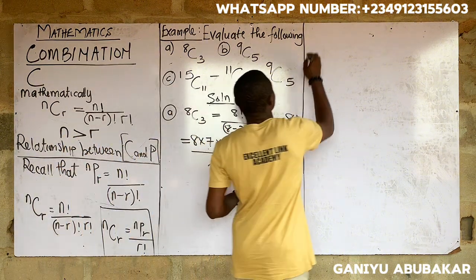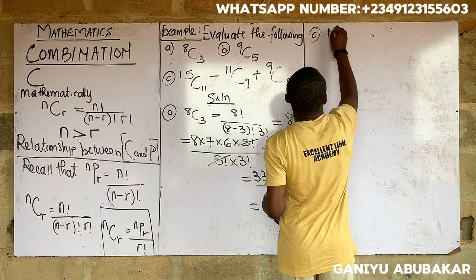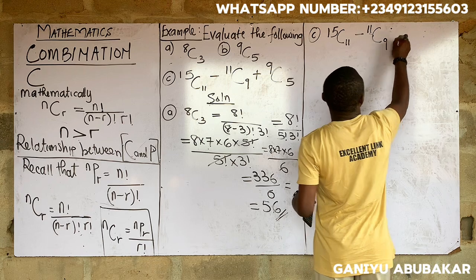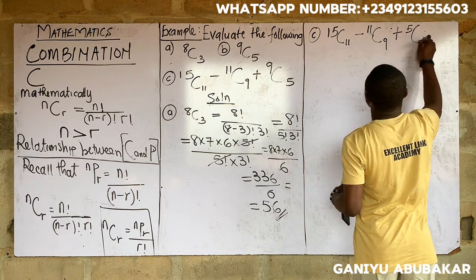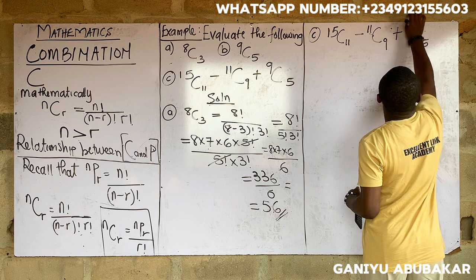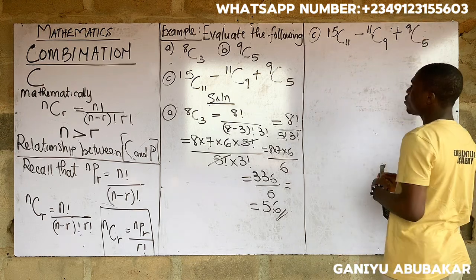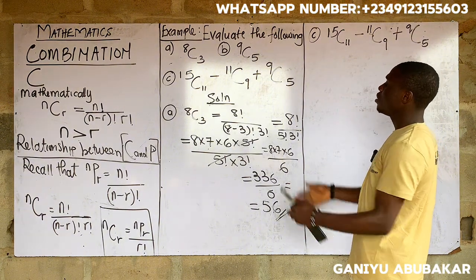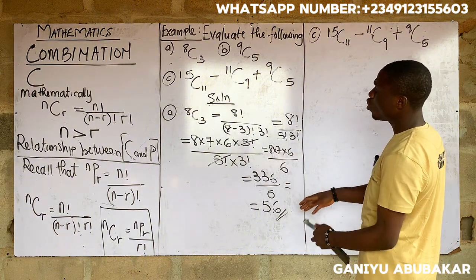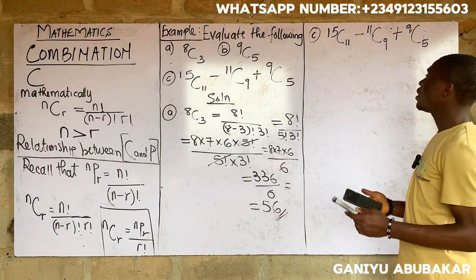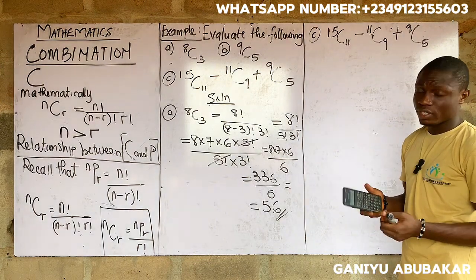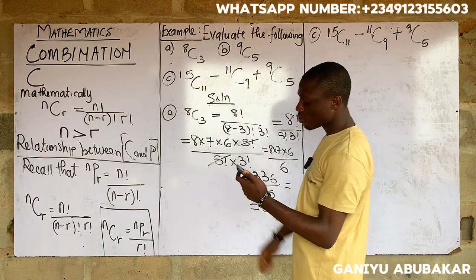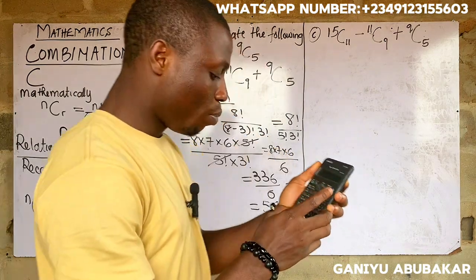The third one, for C, I have 15 combination 11 minus 11 combination 9 plus 5 combination 5. Sorry, 9 combination 5. Let's look at how we can possibly evaluate this. To evaluate this is quite an easy task. The same procedure, but in this case I will not go too lengthy. I want to show you how you can get this value on the calculator without stress. So I'll take my calculator and punch 15 combination 11 straightforward. What do I get? Observe please. I'll punch 15.